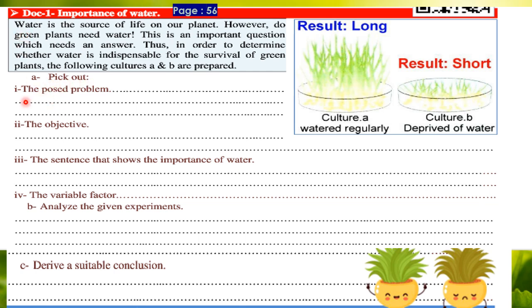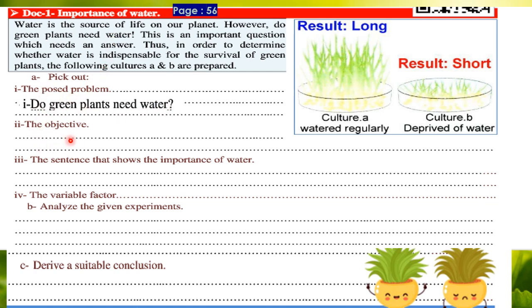Pick out the posed problem. When we say pick out, we copy the sentence as it is in the given, okay? As it is written in the given. So here I want you to copy the posed problem. What's the posed problem here? It's the sentence in the form of a question, right? So here, however, do green plants need water? So the posed problem is, do green plants need water?